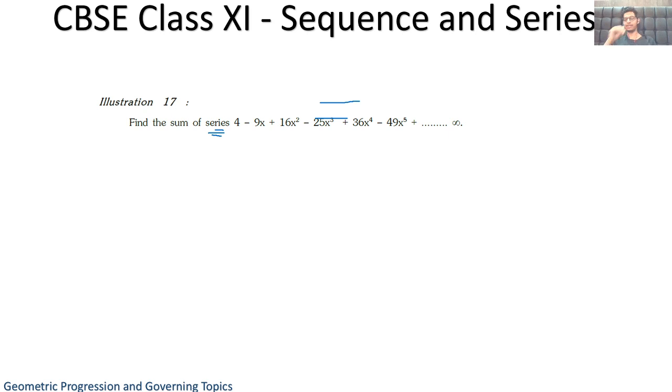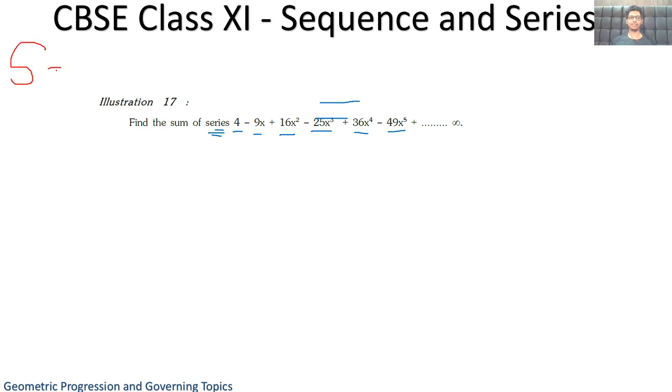Alright, I'll explain now. In the question we have been given 4 minus 9x plus 16x square minus 25x cube plus 36x to the power 4 minus 49x to the power 5. Clearly there is a certain pattern being followed in the sum. So we need to find the summation.